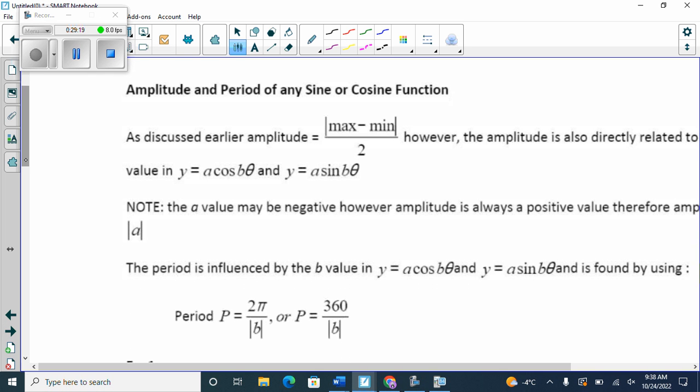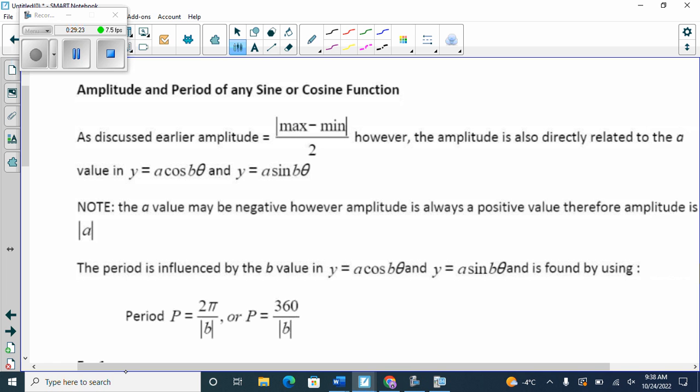This talks about how your amplitude is the max minus min divided by 2. When you look at the formula, y equals a cos b theta or y equals a sine b theta, the absolute value of your a is your amplitude. Which makes sense, because your amplitude is how much vertical stretch happened. If you're at 1 and negative 1, and I vertically stretched it by 2, I'm now at 2 and negative 2, which is an amplitude of 2, because the distance from negative 2 to 2 is 4, and it's half that.